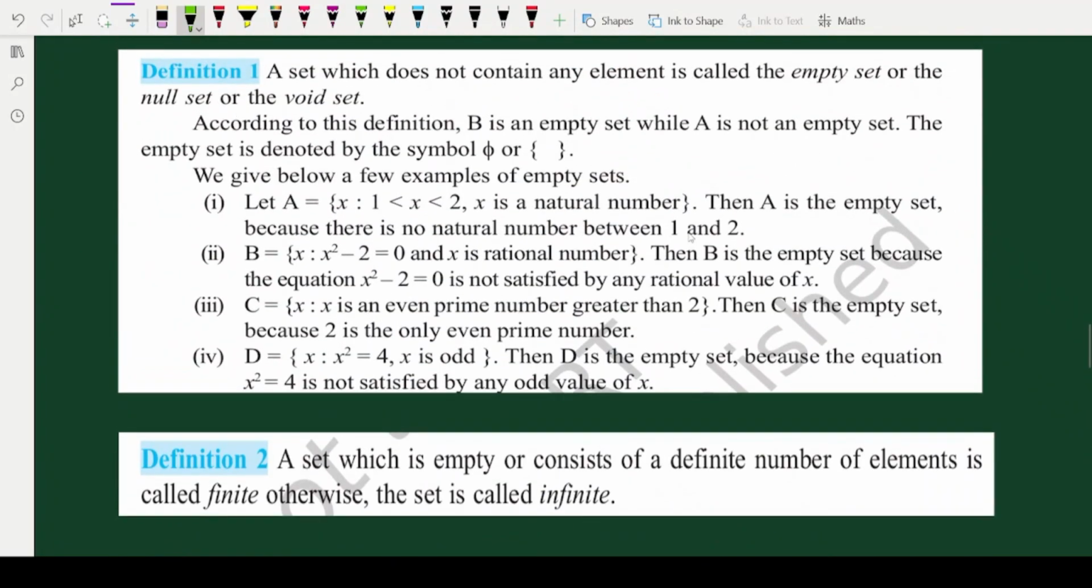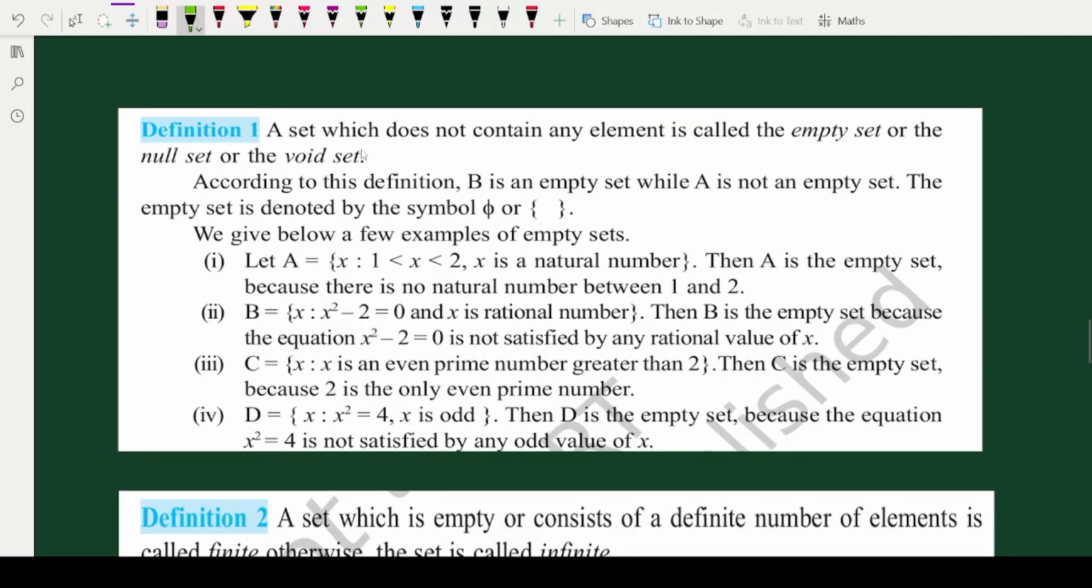First of all, what is here? This is the definition of an empty set. What is an empty set? A set which does not contain any element is called the empty set or the null set or the void set. These are similar names for empty.